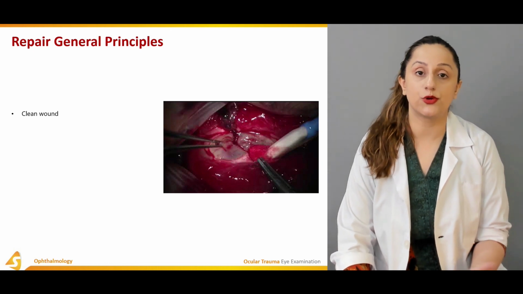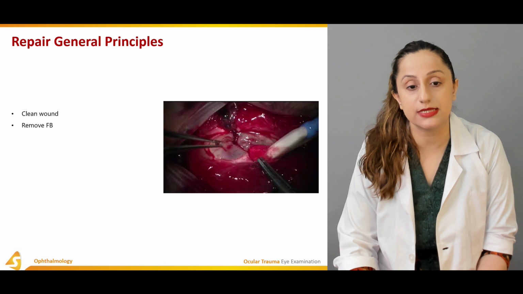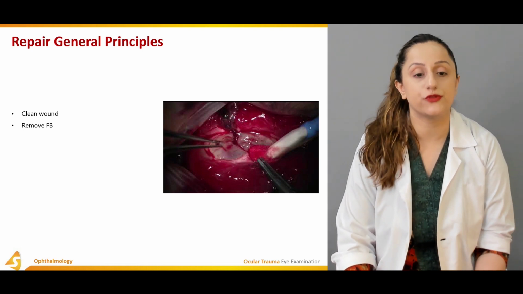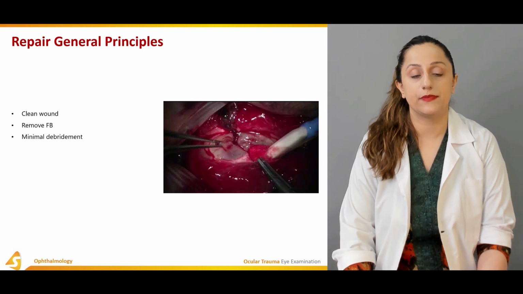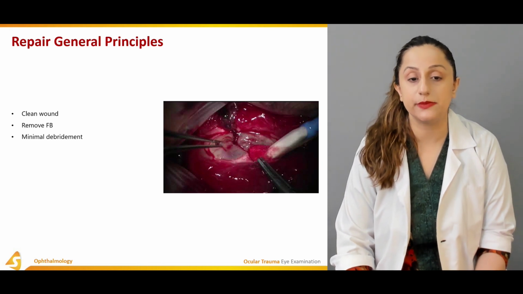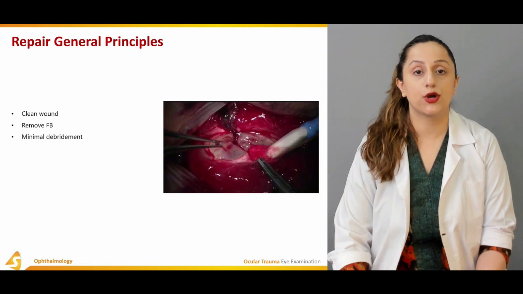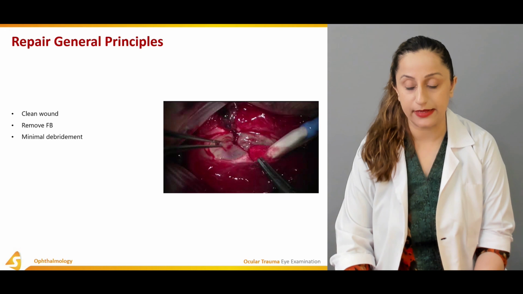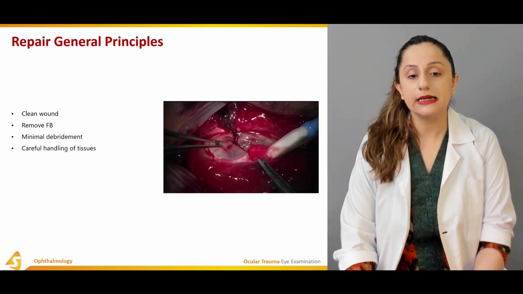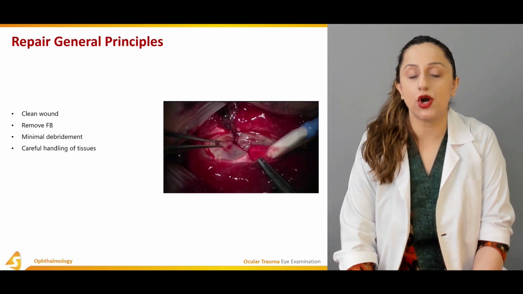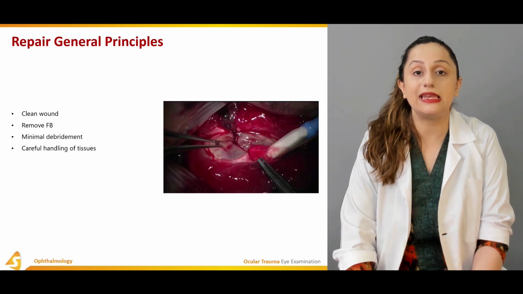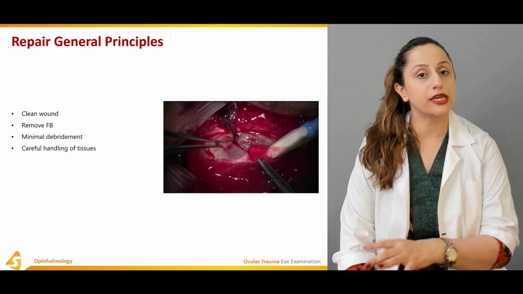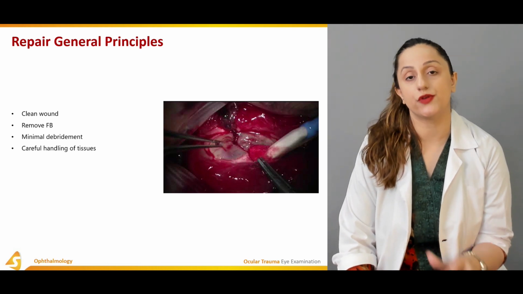The procedures are going to be carried out in aseptic conditions. If it is a case of foreign body, you have to remove the foreign body at the first and foremost level. Minimal debridement is given, because the prognosis and outcomes would depend upon this debridement procedure. Careful handling of the tissues. It's not a tissue that can be debrided to any level. Minimal debridement, and along with that, you have to carefully handle all of the surrounding structures in this particular case.